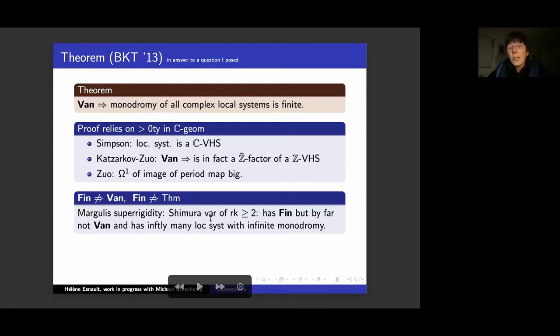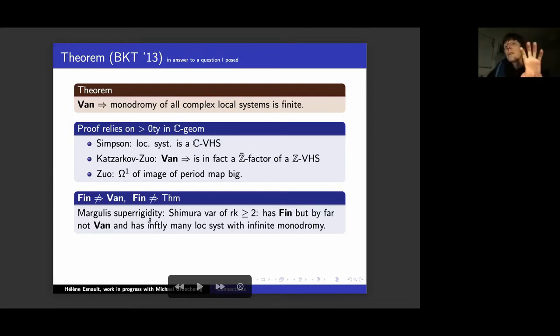There are Shimura varieties of rank at least two. So Shimura varieties have the property that all the moduli spaces of local systems of a given rank are finite, because all local systems are rigid. So that implies that, because all those moduli spaces are quasi-projective and each point is isolated, all of them are zero-dimensional. So we have this finiteness condition.